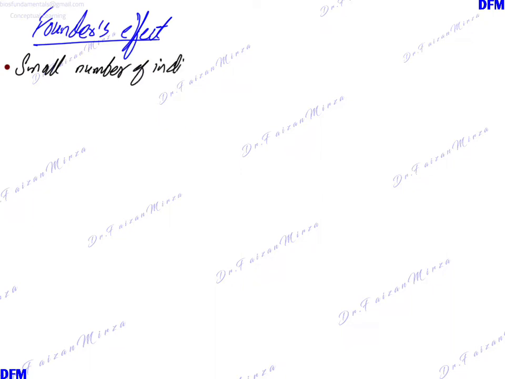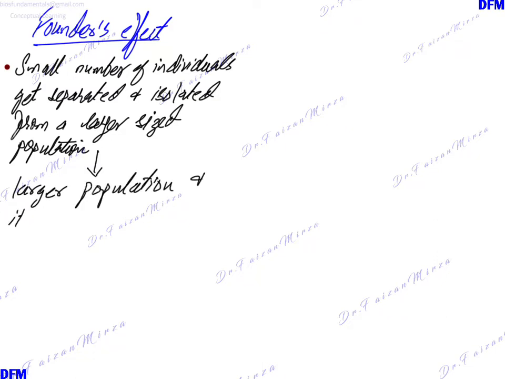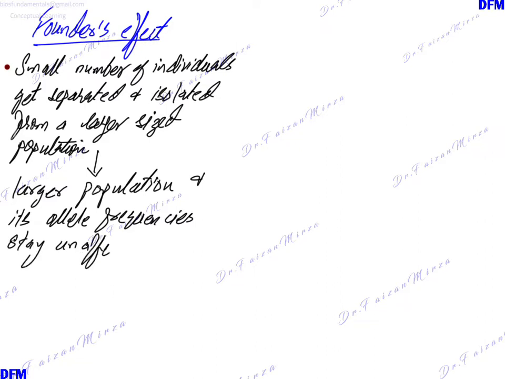So what's founder's effect? Founder's effect occurs when a small number of individuals get separated from the larger population and get isolated. The individuals which get isolated have no other option but to breed together. The larger population and its allele frequencies stay unaffected because the larger population can still breed together, whereas the isolated population ends up breeding with one another.